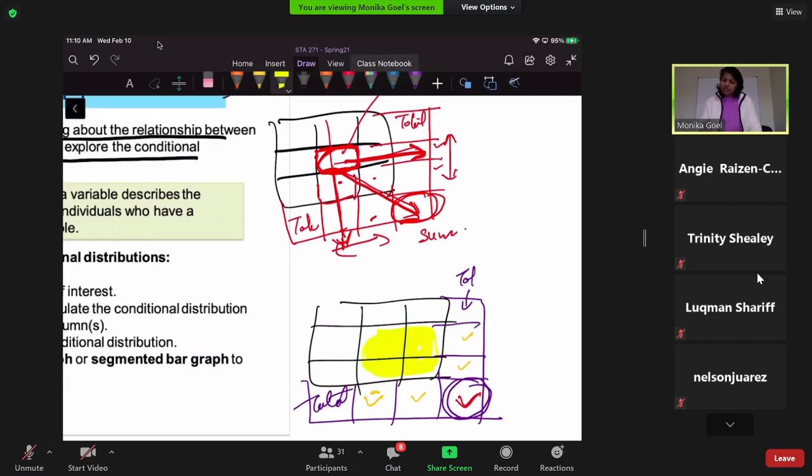But in conditional distribution, you are using your cell. Cell is your numerator. Your numerator or your top comes from the cell, either here or here or here or here. But your denominator is not only the grand total anymore. It can be either this or this or this or this, depending upon what condition you are working with.